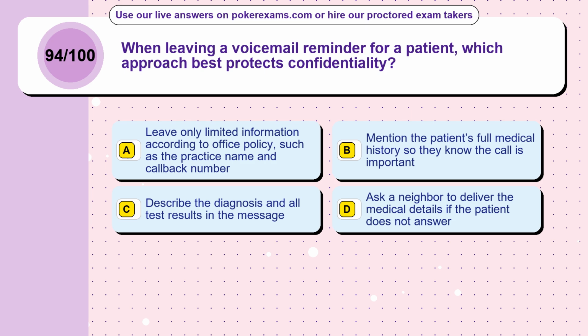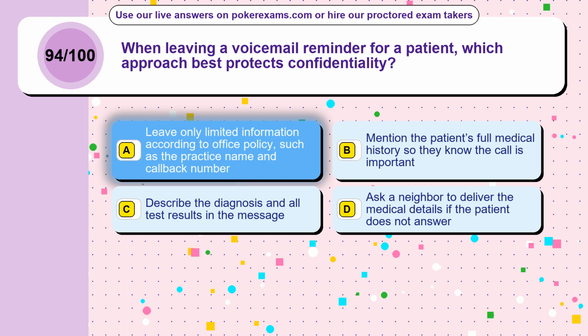Option C. Describe the diagnosis and all test results in the message. Option D. Ask a neighbor to deliver the medical details if the patient does not answer. The correct answer is option A. Leave only limited information according to office policy, such as the practice name and callback number.